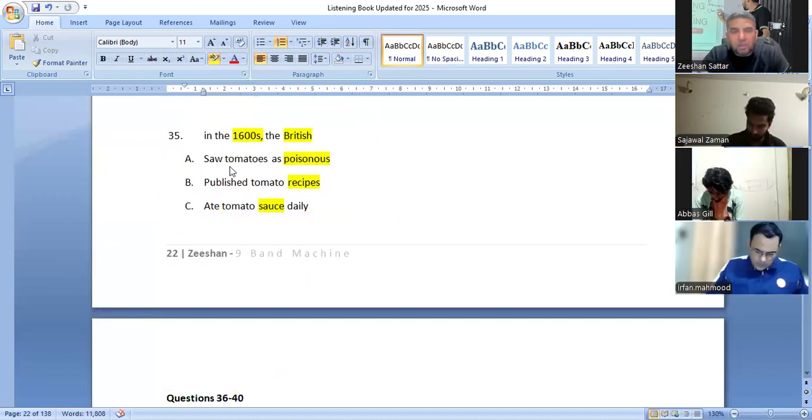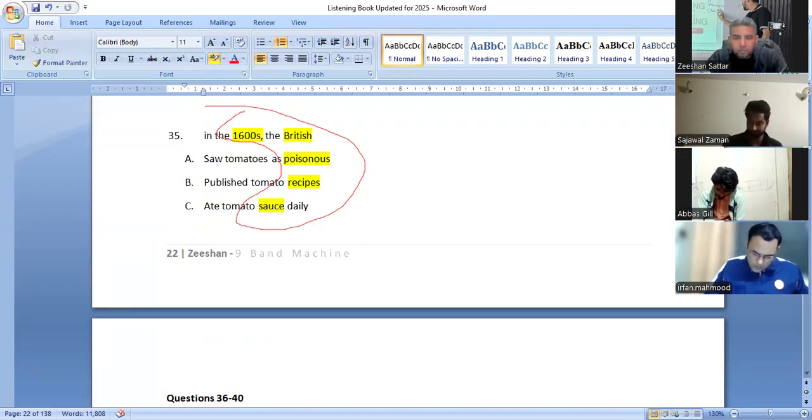1600, pencil, and then once you listen to the word 1600, have your eyes on poison, recipe and the sauce table. Come on, the test is in progress. The Italians began publishing recipes that used tomatoes. The British, however, had a different attitude toward the vegetable. It was grown as an ornamental plant in Britain in the 1600s, but it wasn't eaten because it was thought to be poisonous. What is the answer?